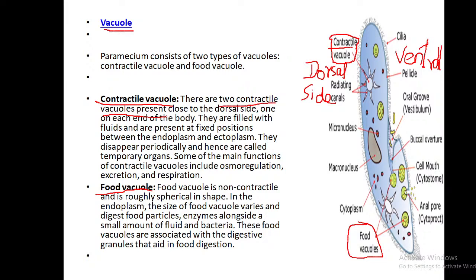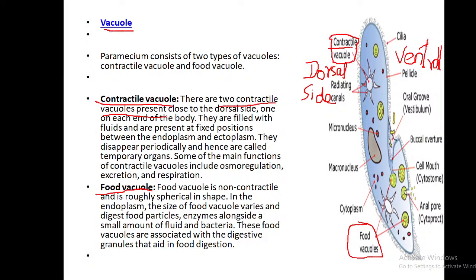If the water content is more inside the body of paramecium, the contractile vacuole will get filled with water, and this contractile vacuole will move towards the periphery of the paramecium, and then it will eliminate that excess water from the body of the paramecium. That is how it's working.